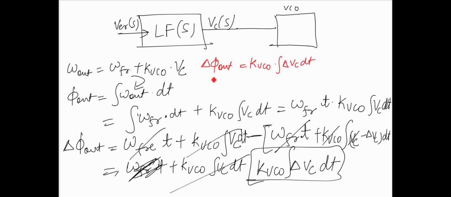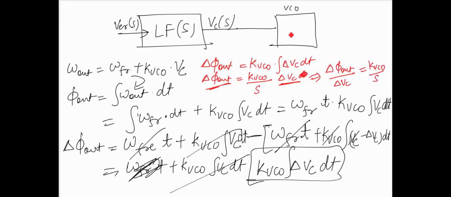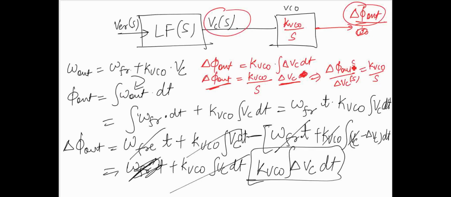Now convert into the S domain, so it will be KVCO by s del VC. This thing will go there, so del phi out divided by del VC equals KVCO by s. This is del phi out, or you can say omega out, whatever. So it is the output phase, so it will be KVCO by s. This is del phi out, and there you have del VC, so there it will come KVCO by s.